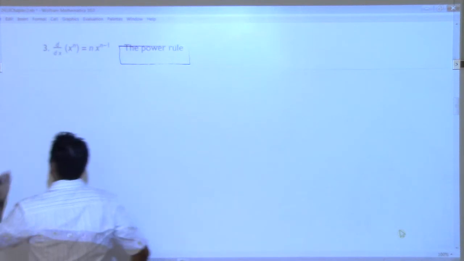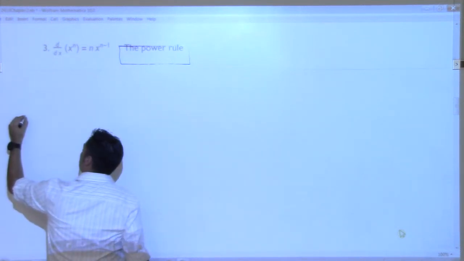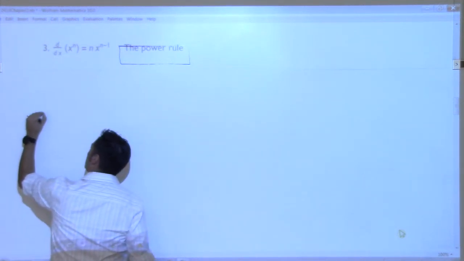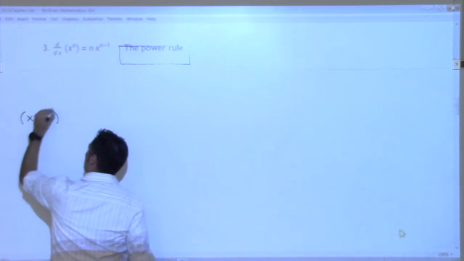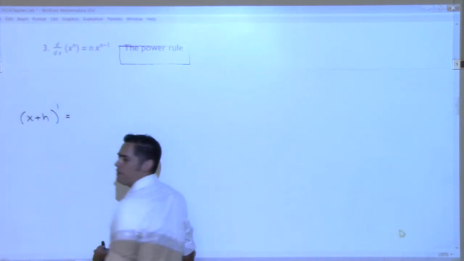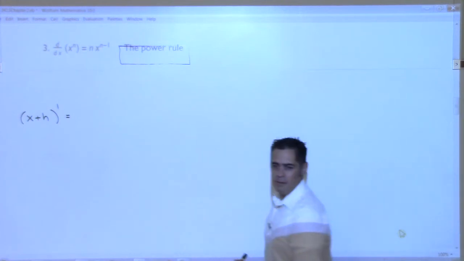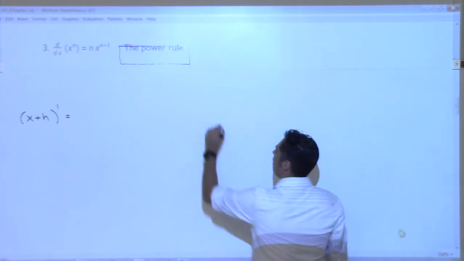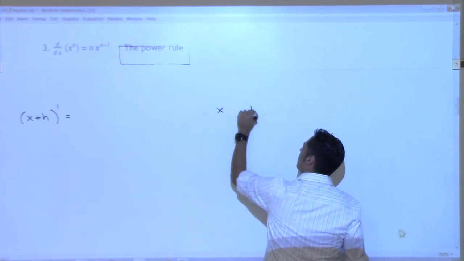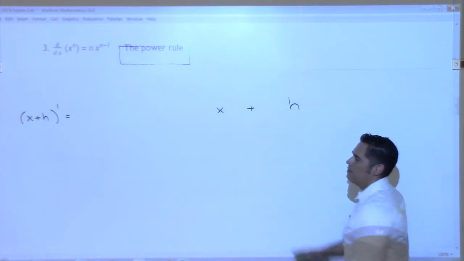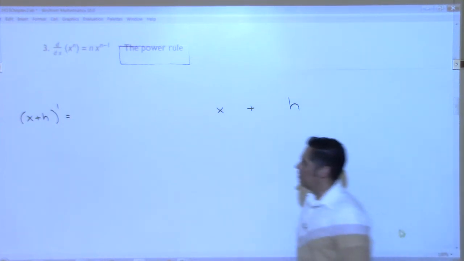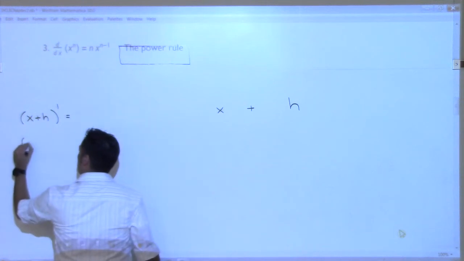Let's think about some powers of x plus h. So we all know that if you take x plus h and raise it to the first power, you just get what? X plus h. Now I'm going to write this right here in the middle, leaving myself some room. Way over here. Just bear with me. What would this squared be?